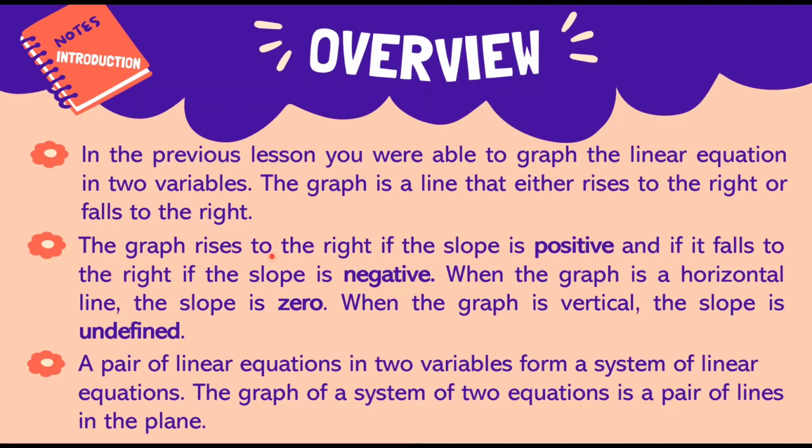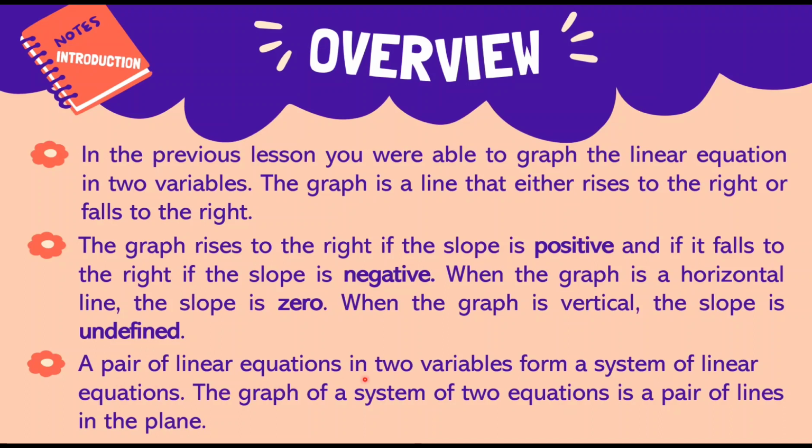The graph rises to the right if the slope is positive. Meaning to say, from left it rises to the right, that is positive. While if it falls to the right, then the slope is negative. So from left also, but it falls to the right. When the graph is a horizontal line, the slope is 0. While when the graph is a vertical line, the slope is undefined. So you need to remember those conditions in graphing linear equations.